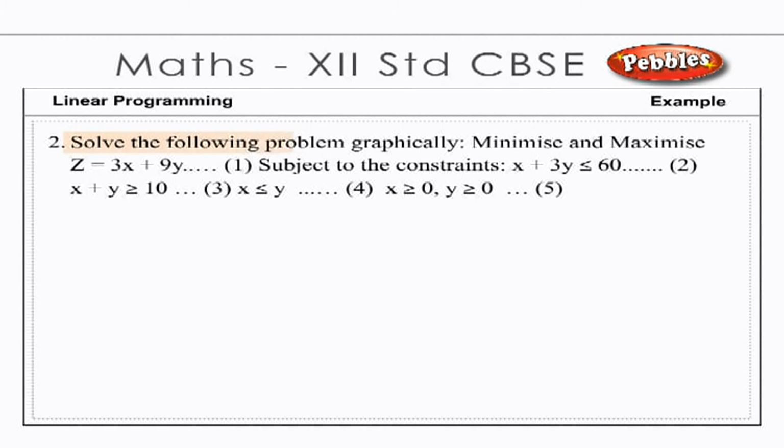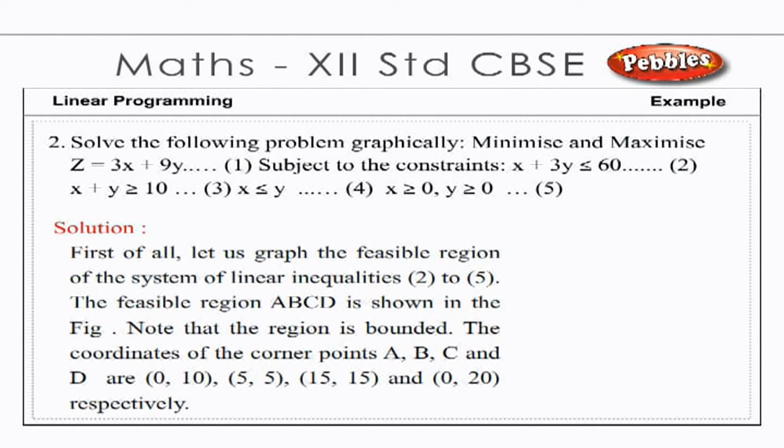Example. Solve the following problem graphically. Minimize and maximize Z equal to 3x plus 9y, equation 1, subject to the constraints x plus 3y less than or equal to 60, equation 2. x plus y greater than or equal to 10, equation 3. x less than or equal to y, equation 4. x greater than or equal to 0, y greater than or equal to 0, equation 5. Solution. First of all, let us graph the feasible region of the system of linear inequalities 2 to 5.